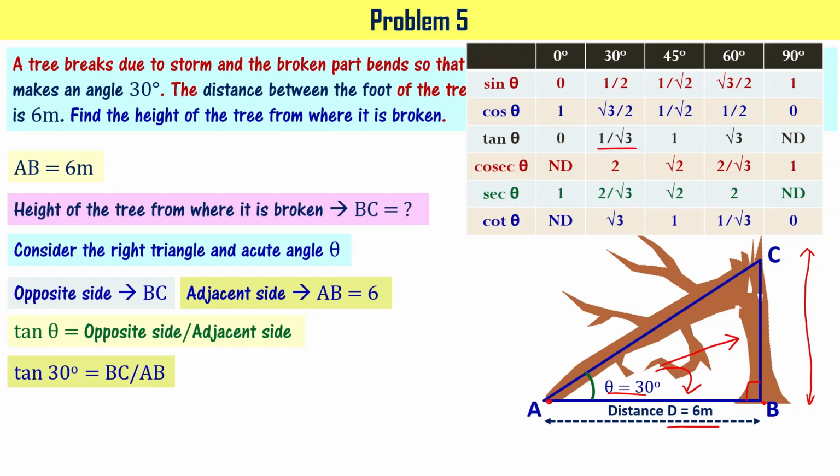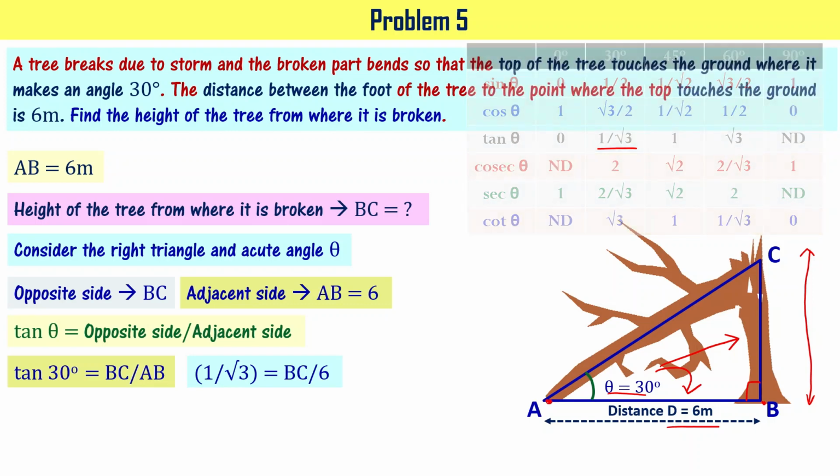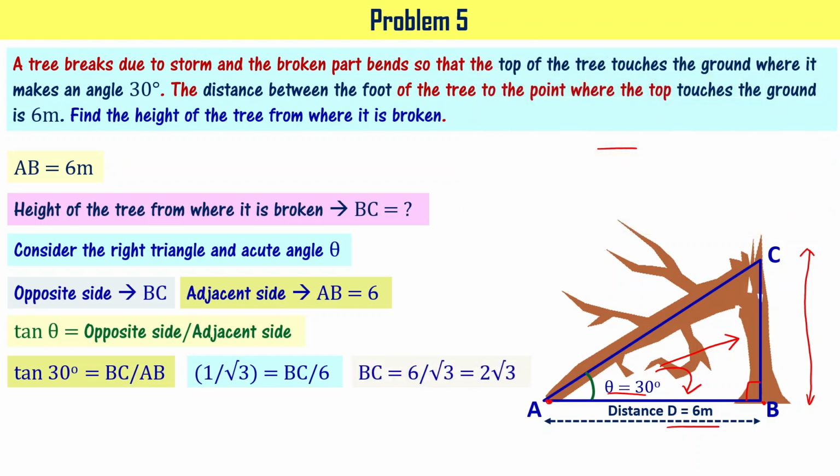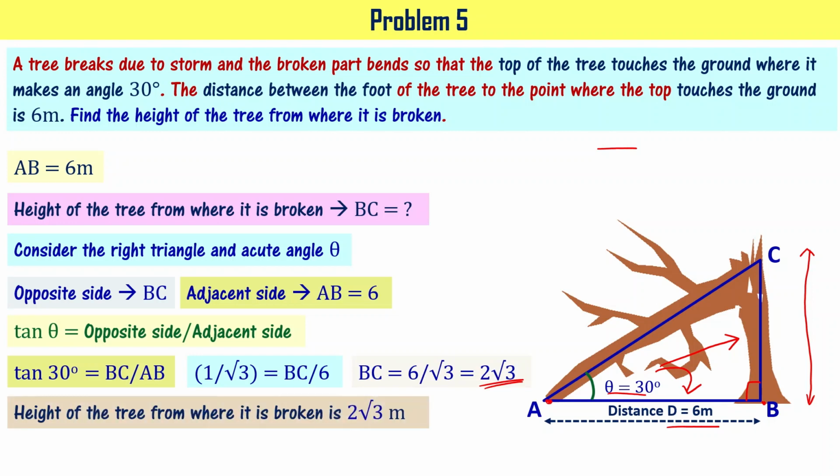Let's substitute those two values into the equation such that it can be written as 1 by root 3 equal to BC by 6. When you rearrange this, you get it as BC equal to 6 divided by root 3, that is equal to 2 root 3. So to answer the question, height of the tree from where it is broken is 2 root 3 meters.